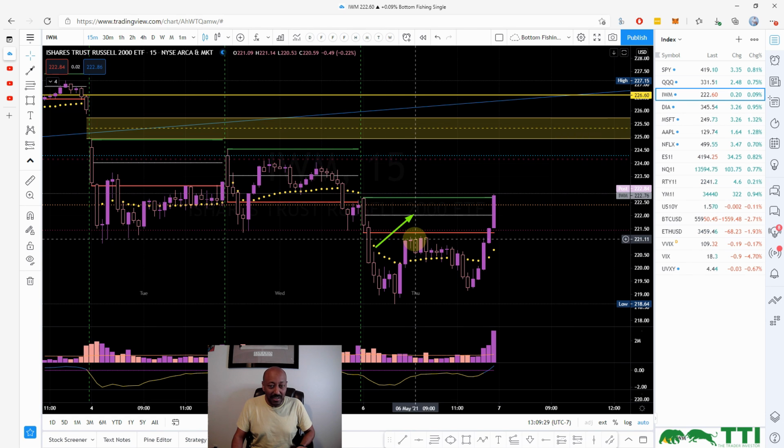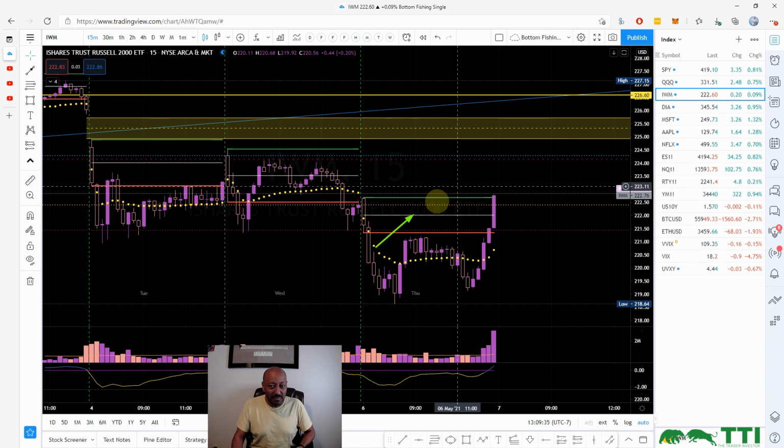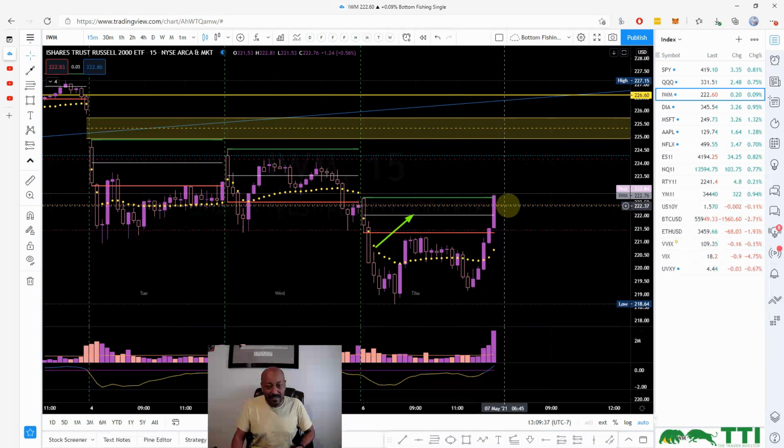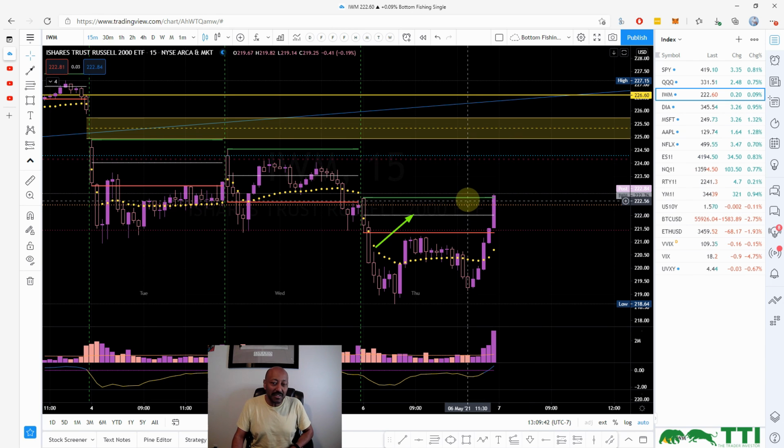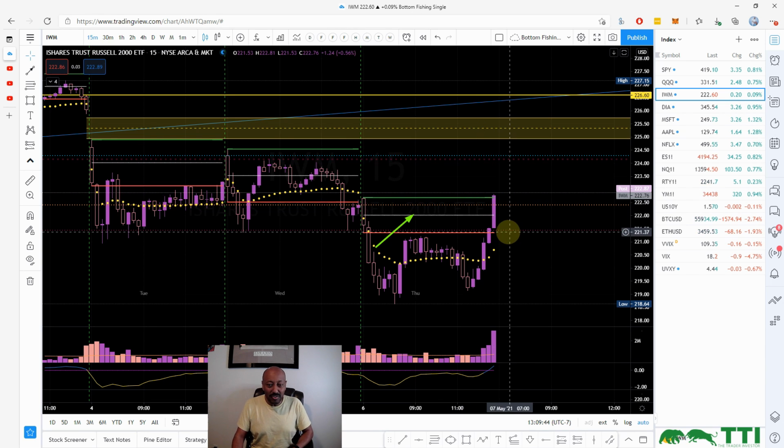IWM, you could have taken IWM at the break of structure, but that break of structure came below the 15-minute range. So again, with the close of yesterday being above us, the 15-minute range being above us, this was not something that I wanted to take. As you saw, the SPY was much, much better.